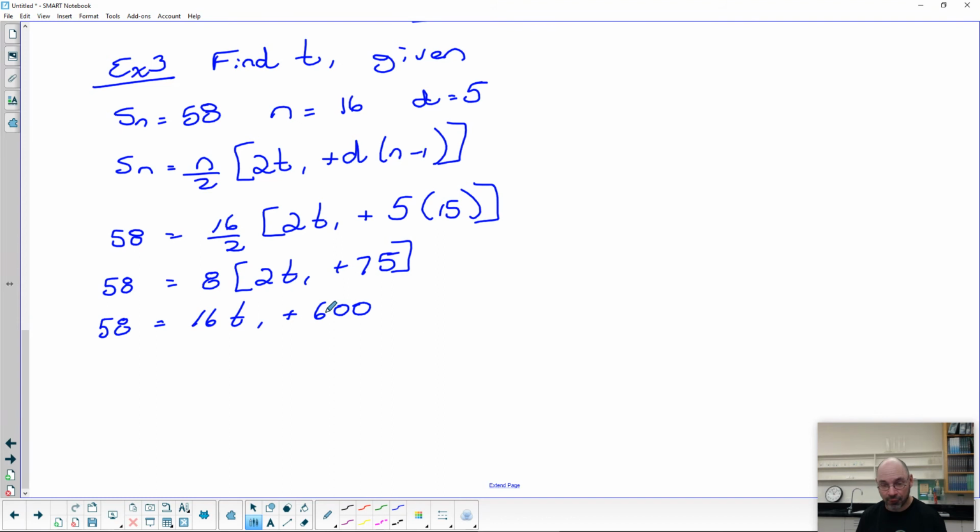Yep. Okay, so now we just work it out. Subtract 600 from both sides. So if we do that, you get negative 542 is equal to 16 T1s. So let's divide that out here. It's not going to give us a whole number, is it? Which is unfortunate, but that's okay.